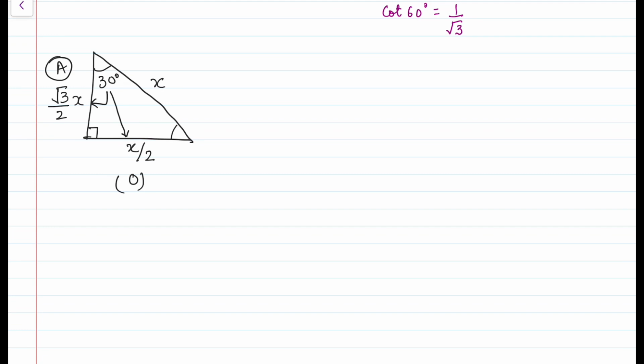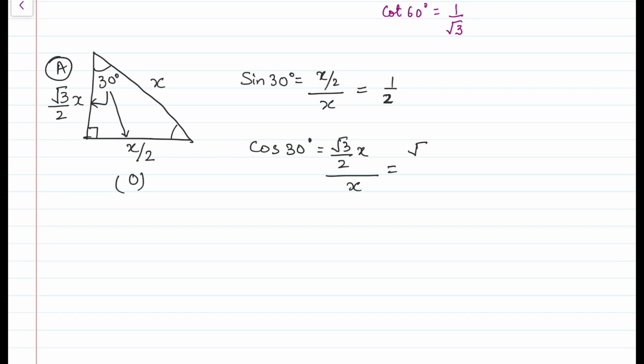All right. So now again, sine 30 degree will be equal to opposite over hypotenuse. So that will be x over 2 over x. So that is going to be 1/2, because x divided by x will give us 1. Right, then cos 30 degree is adjacent over hypotenuse, and adjacent here is root 3 over 2 x, over hypotenuse, which is x. So that leaves us with root 3 over 2.